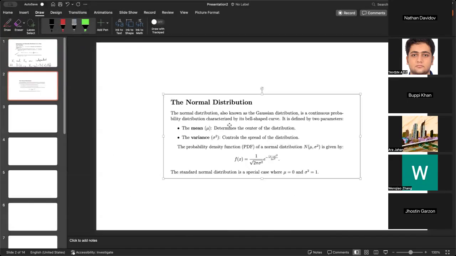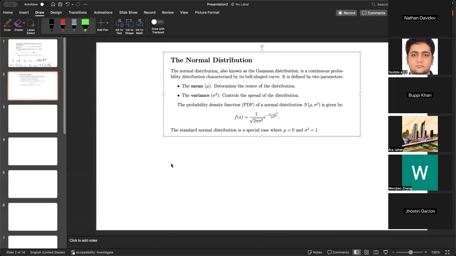Here we go. So here's the definition of a normal distribution. What's the point of a normal distribution? I'll explain in just a moment. But a normal distribution is just a distribution with this probability density function.